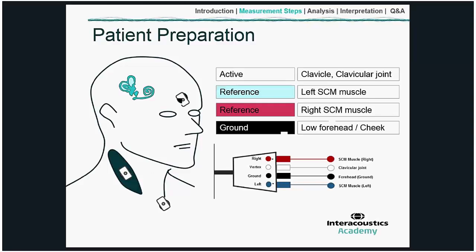Lastly, we have a ground, and the ground can really go in any position. Most people choose to place it on the low forehead or the cheek.